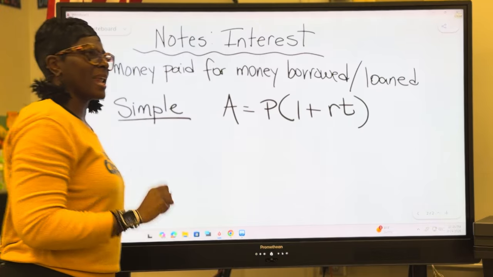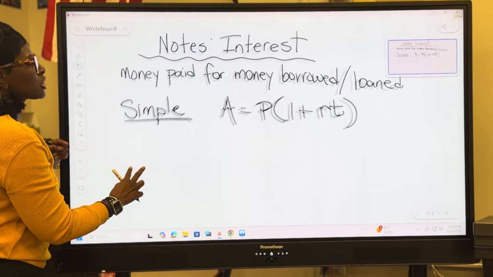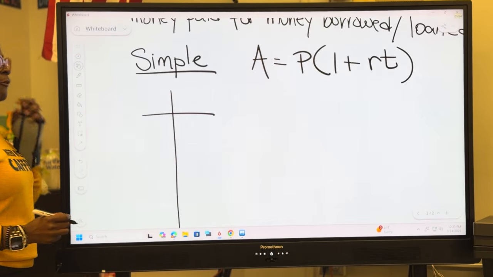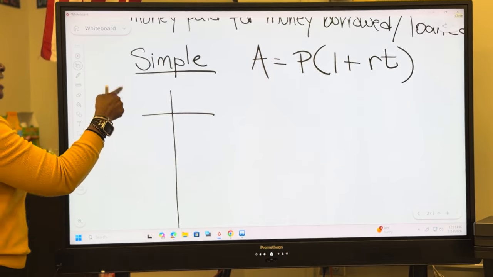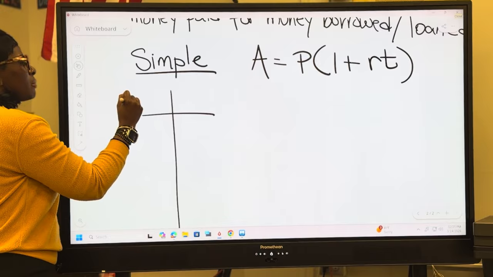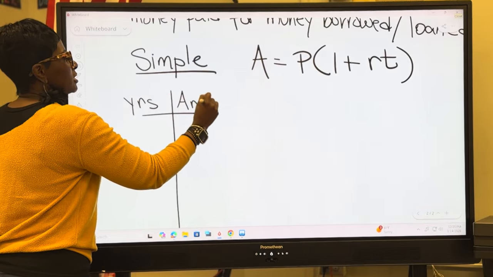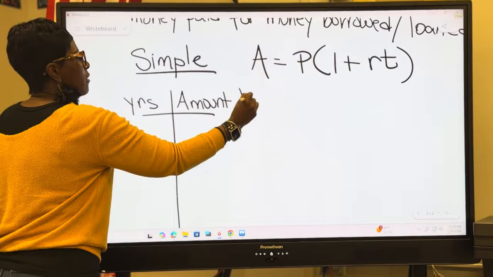Now, what does that look like? I'm going to show you that. So before we use the formula, I want us first to just consider this in a table. So make a table for me. And here we're going to put years. And then we're going to put amount. Because this is going to be the amount due.